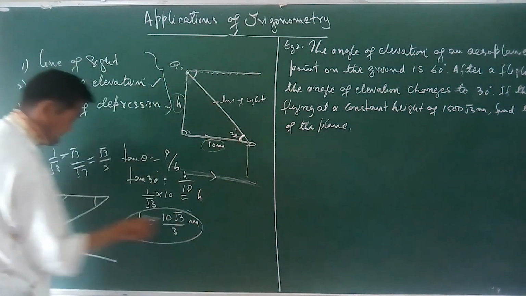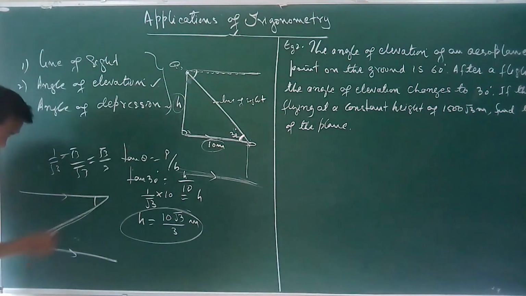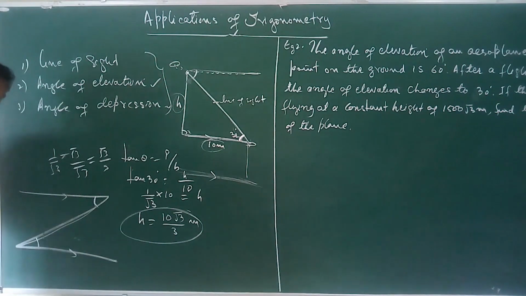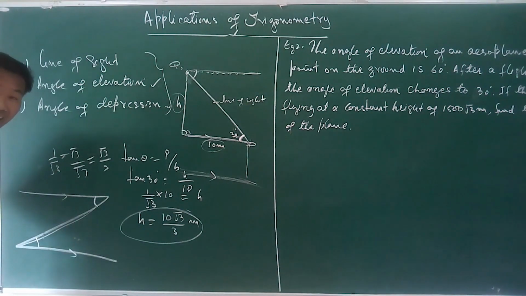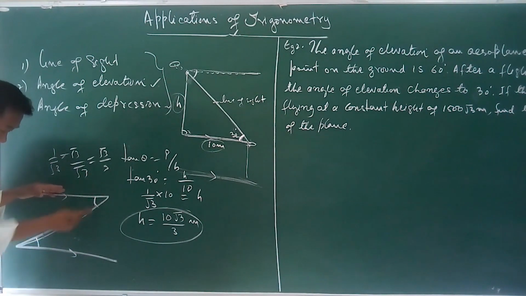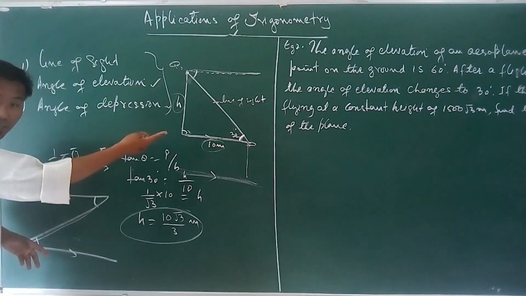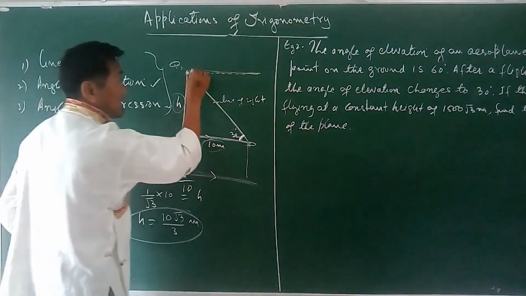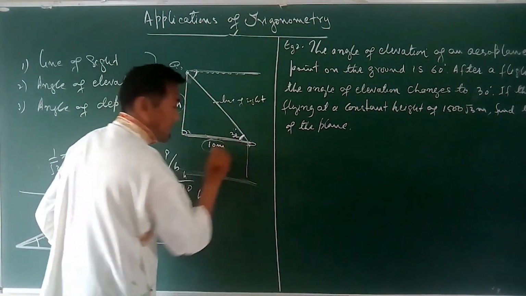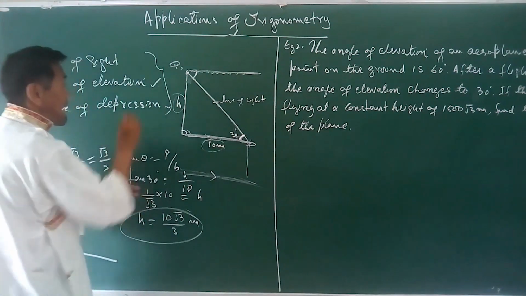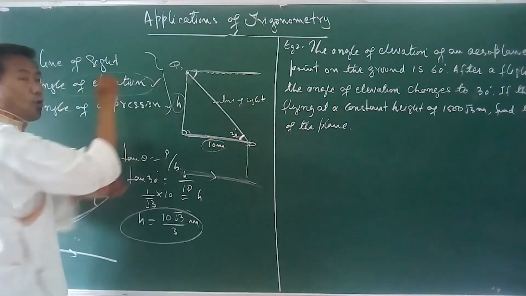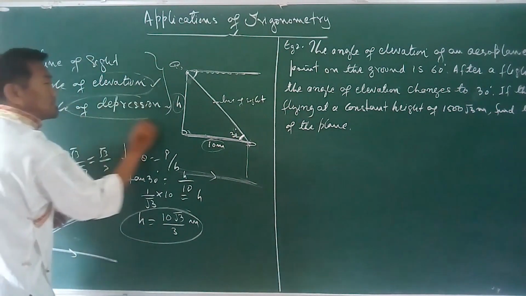This is the transversal. Then what about these two? Alternate angles. If the lines are parallel, the alternate angles are equal. If it is so, apply it here. The lines are parallel. So that means the angle of elevation is always equal to the angle of depression.